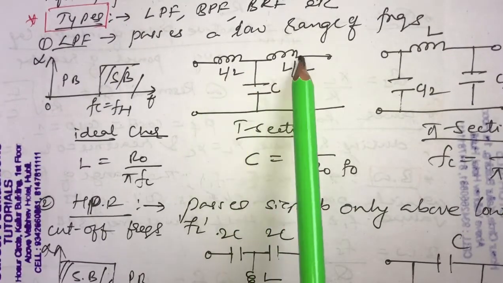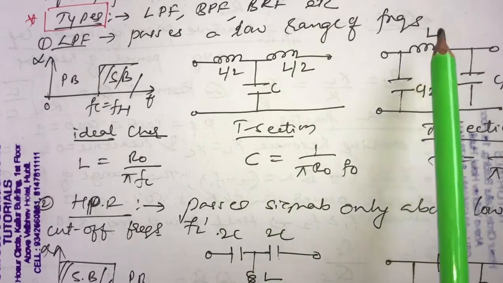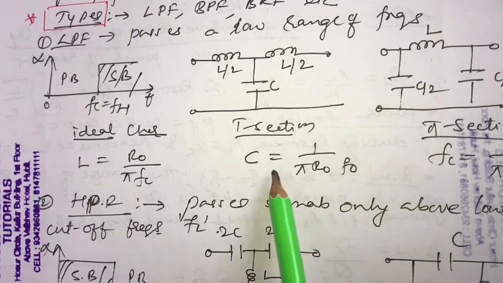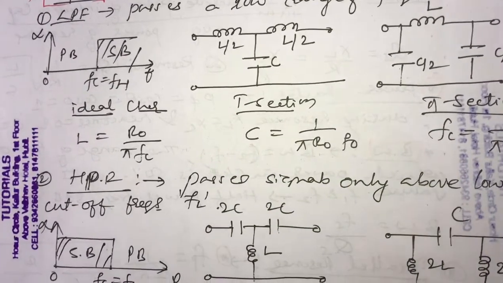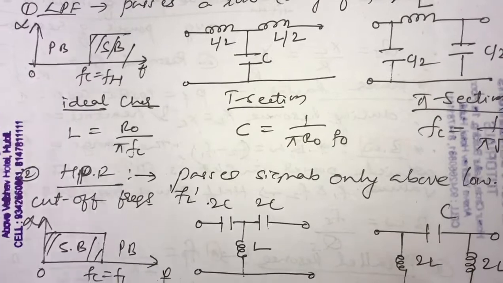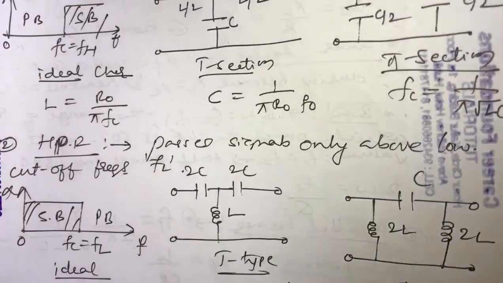This is a T section. So L by 2, L by 2, and this is C, this is T section, and this is pi section, this is L, C by 2, C by 2, and here C equal to 1 divided by pi R naught F naught, and cutoff frequency FC is equal to 1 divided by pi under the root LC. FC is 1 by pi under the root LC.